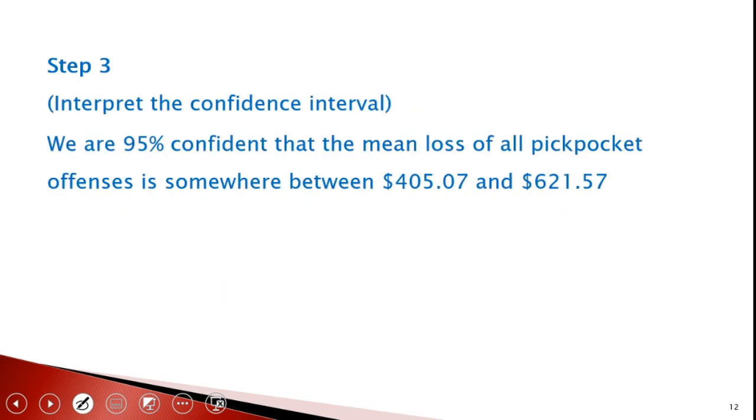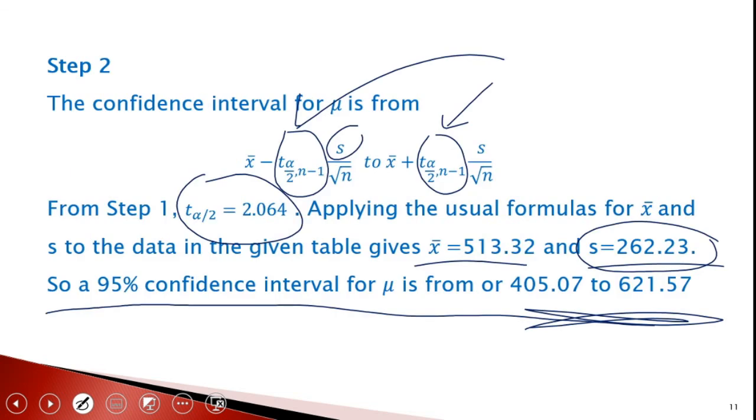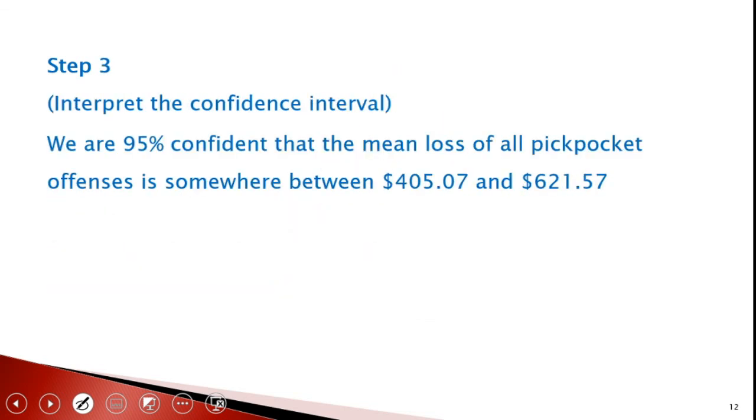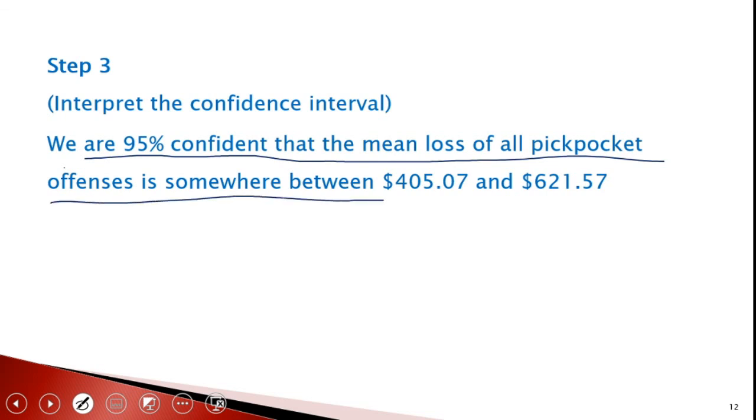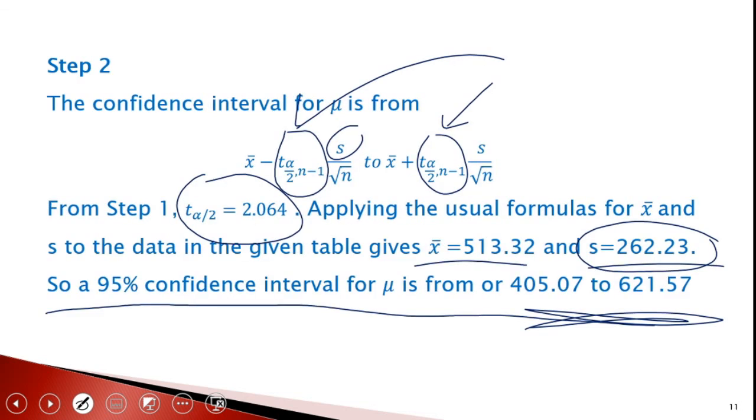How do we interpret that? You know these are the values 405 and 621. So you can interpret that we are 95% confident that the mean loss of all pickpocket offences is somewhere between these two values. Okay, this is easy. The only thing is you need to figure out how to find t alpha over 2 comma degree of freedom, that value from the table. Please go through the t table and try to understand how to find a value using it.